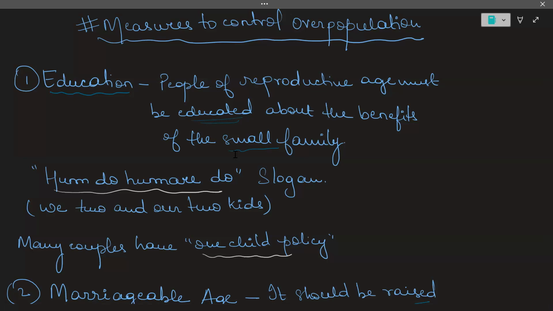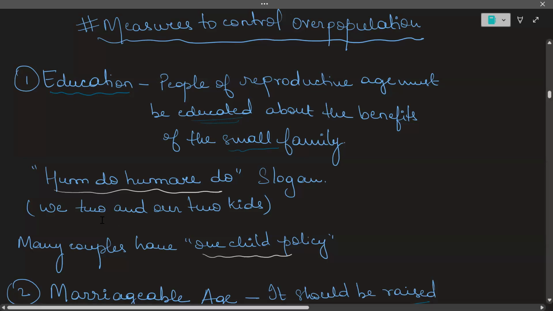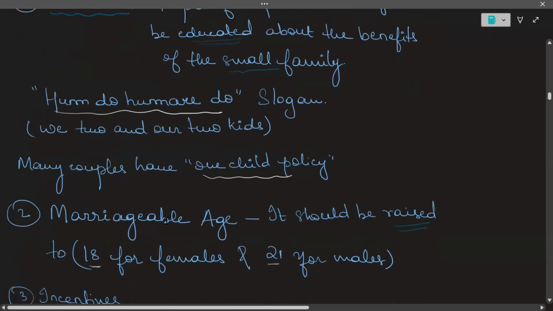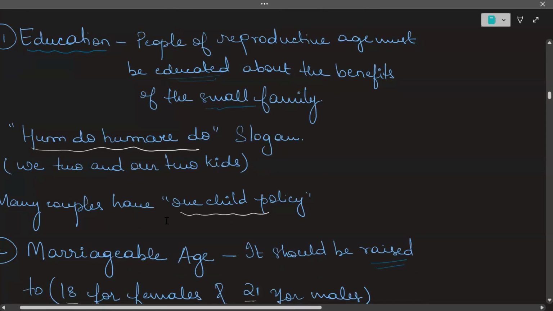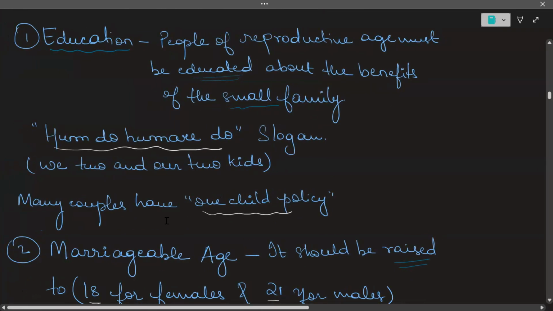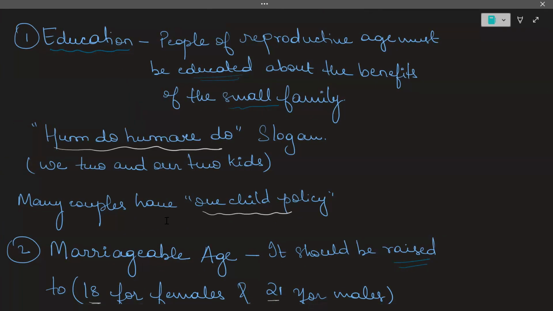And there are many couples that follow a one child policy. They do not plan for another kid after they have one kid. So this is about education. People should know what the benefits are, what the disadvantages are, and everything.